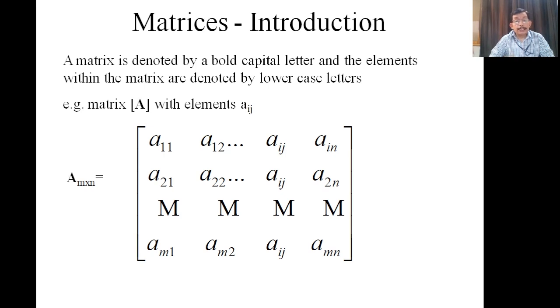Aij means the ith row, jth column element. Now in the second row, A21 is the second row first column element, A22 is the second row second column element. In the second row, each element starts with 2, and in the first row, each element starts with 1. Similarly, the mth row elements start with m. It is clear, everyone?